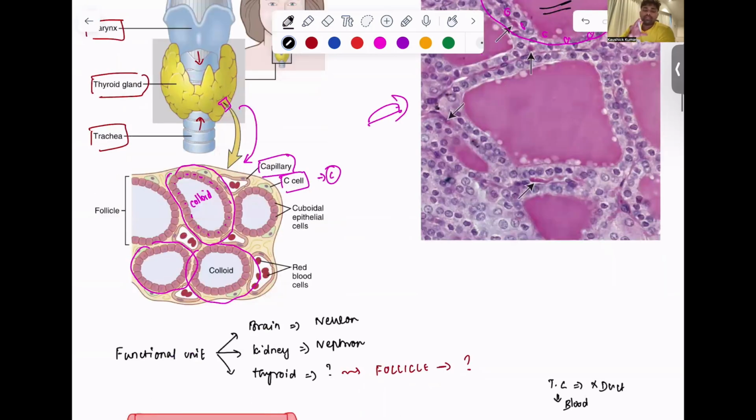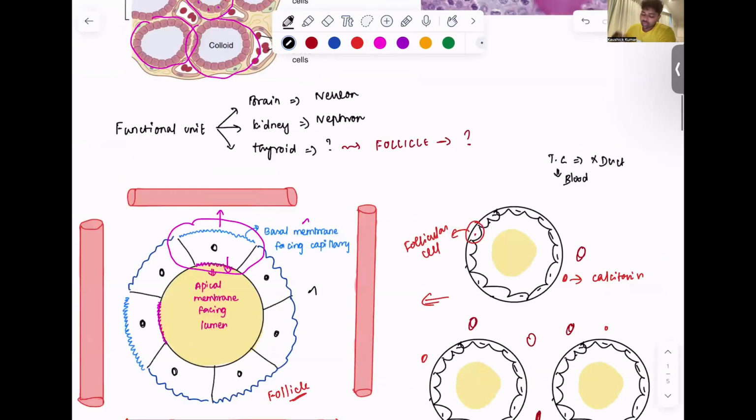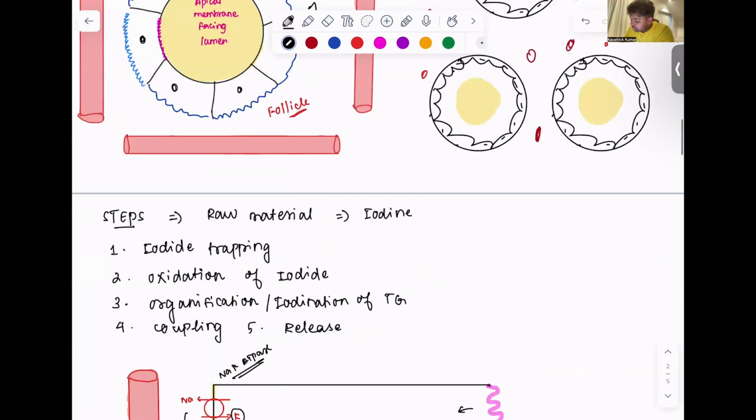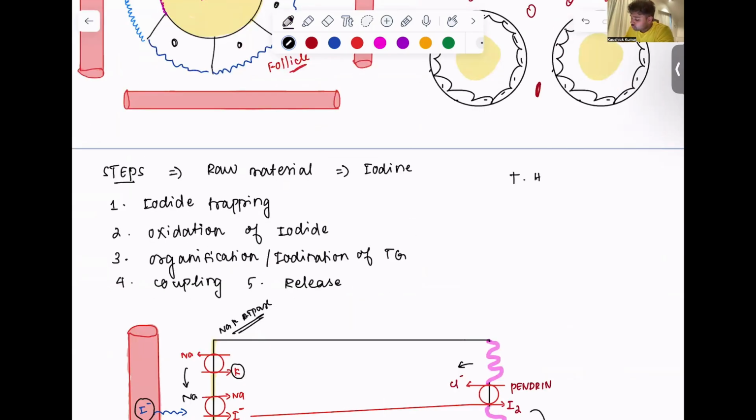For the synthesis of thyroid hormone, what do you need? You need two important raw materials. One is thyroglobulin, and the second important raw material is iodine. So I'll talk about thyroglobulin first.